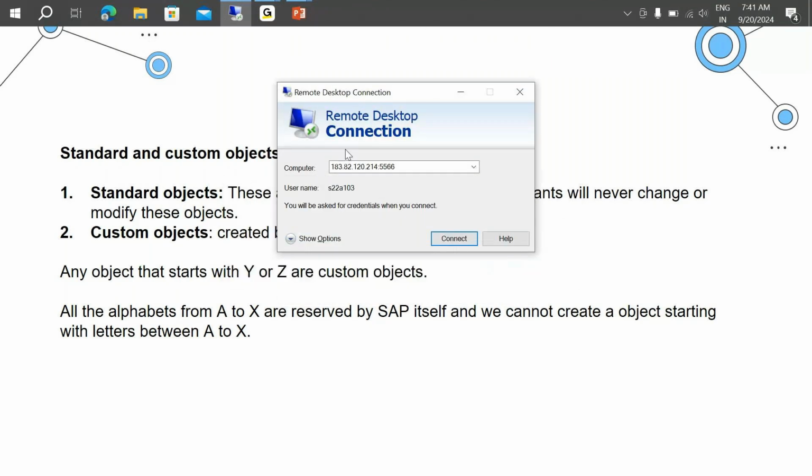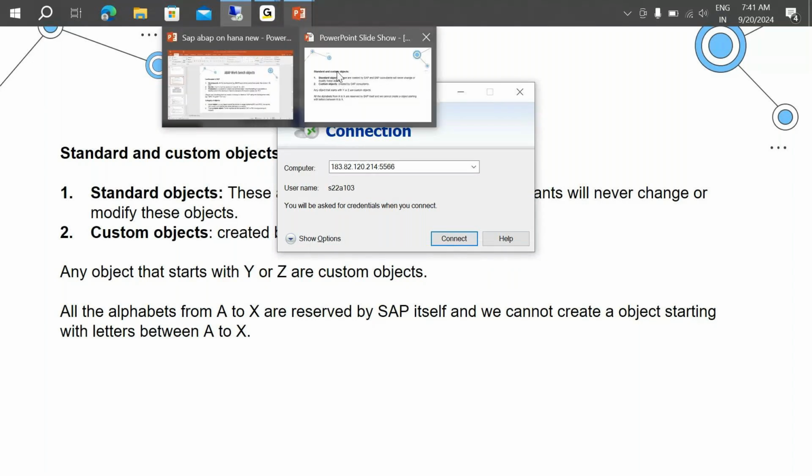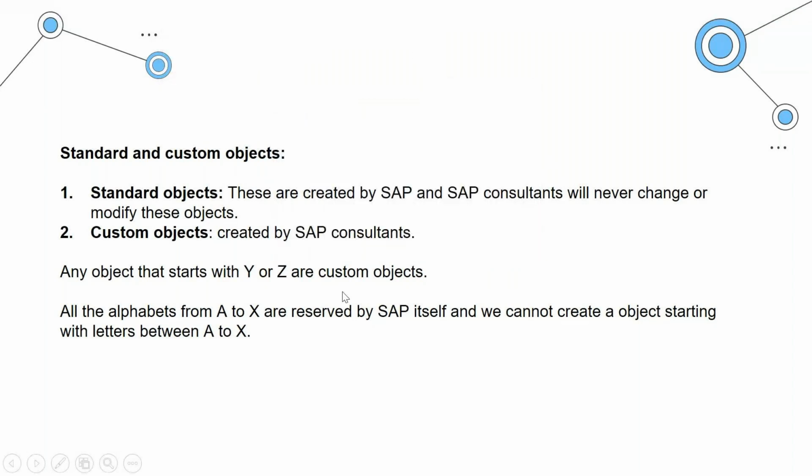There is a problem with the server, I believe. Fine, no problem. But yes, any object that is starting with only Y or Z is custom. Whenever we want to create anything in SAP, it should always start with either Y or Z. We cannot use any other letter. Let's keep that in mind when we create things. And between Y and Z, most of the projects will use Z. So when we practice, when we create or change anything, we will use Z.